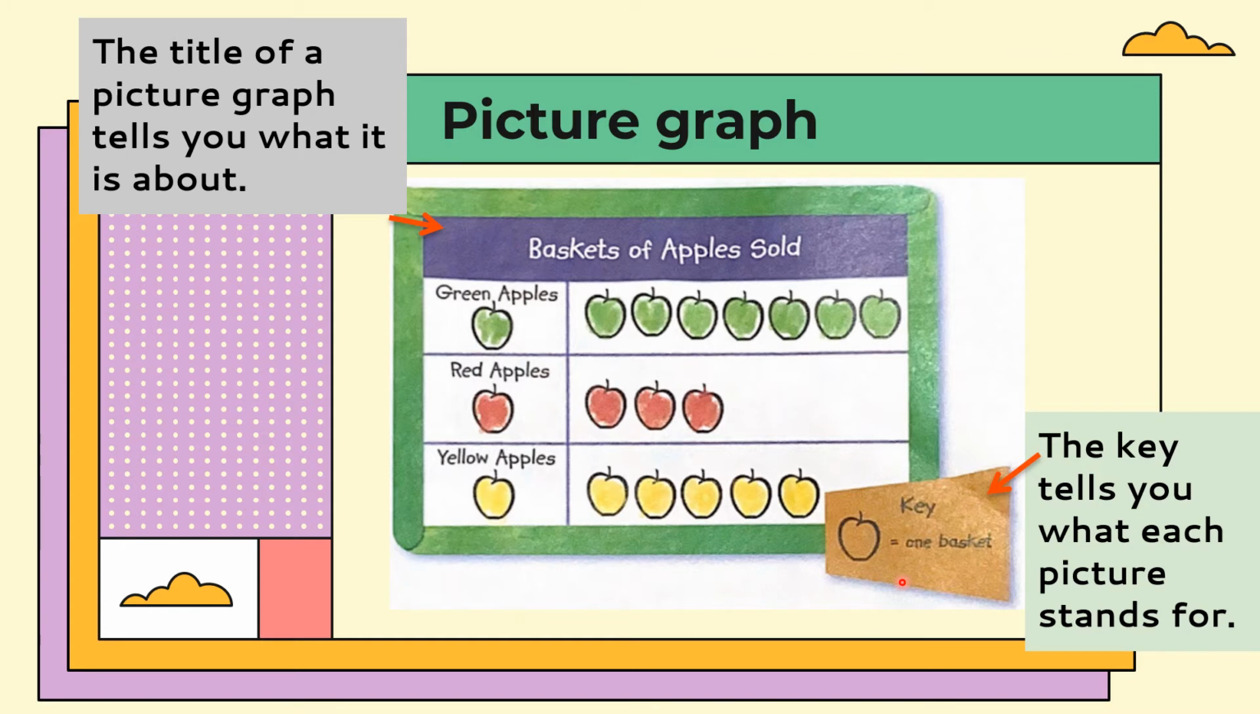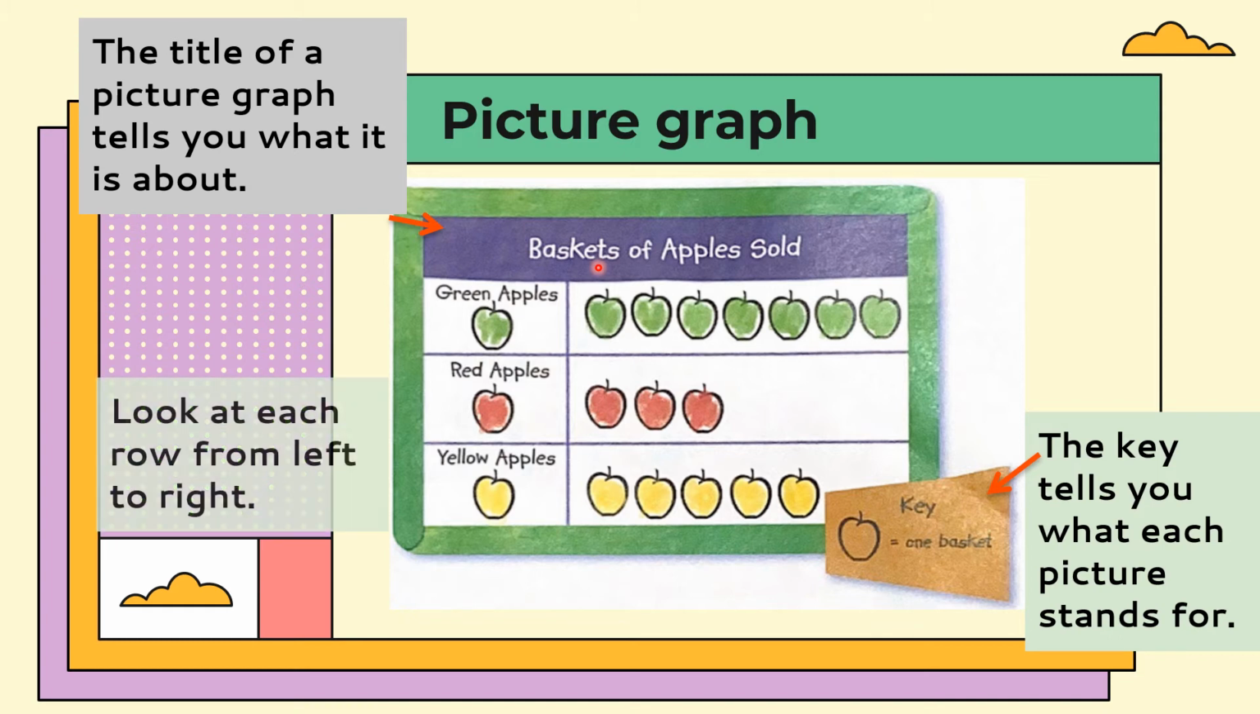So here each apple shows one basket. So it means if I see, for example, 3 apples here, it does not mean that there are 3 red apples. Instead, it means there are 3 baskets of red apples, all right? And we see here as well in the topic that these are the baskets of apples sold. So you're always going to find a key next to a picture graph, which is going to tell in detail what each picture on the picture graph shows.